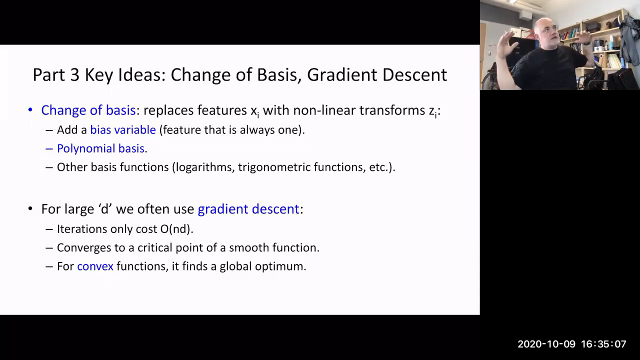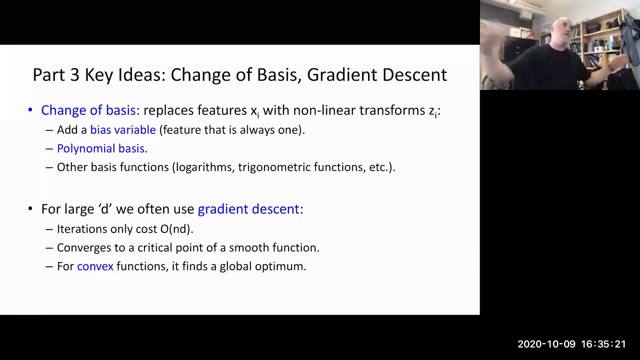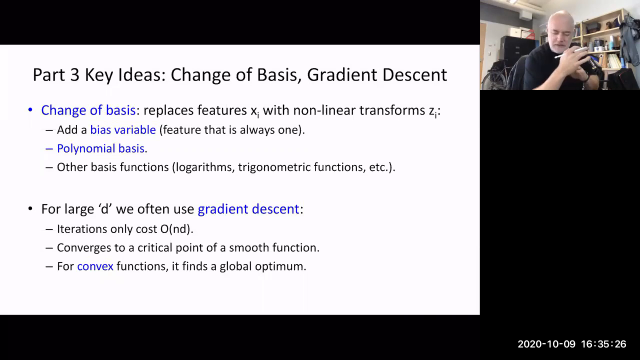Inspired by this, we started to get you to think about increasing the feature set and then ways to decrease the feature set, leading to overfitting and generalization. But now we're in the phase of, can we make d really big? If we do, then this is one of the motivations for gradient descent, even with the complete data, where the iterations only cost order n times d. We know that gradient descent converges to a critical point of a smooth function, regardless of whether or not it's convex. But for convex functions, it will also find a global optimum.